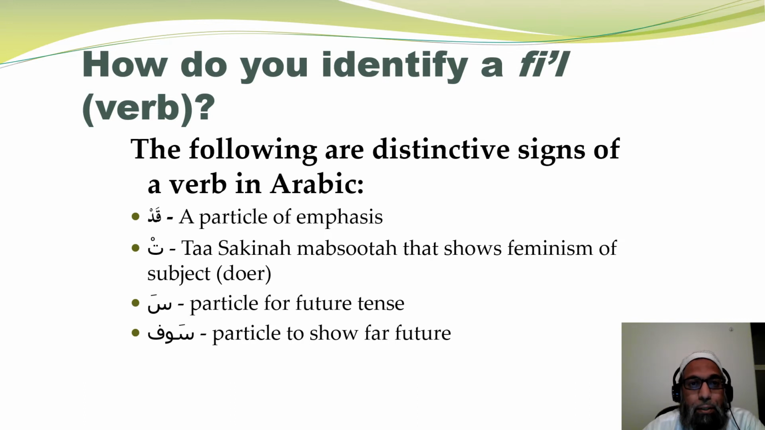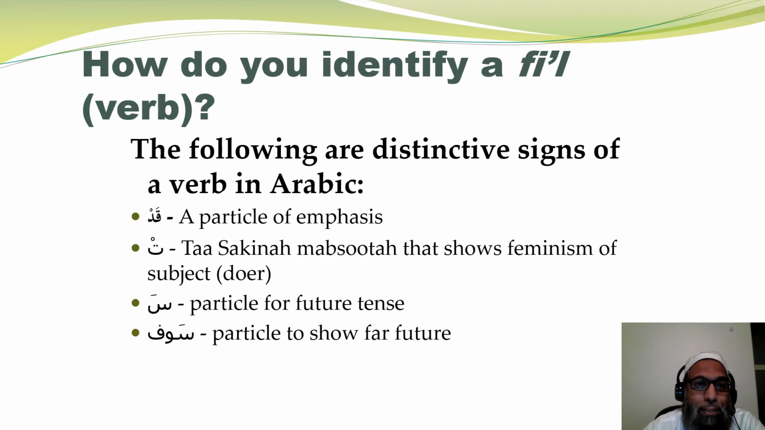So if you see the particle قد before it or لقد before it, then you know for sure that the following word is going to be a verb. You have the ta sakina mabsuta. These are some new terminology here. Mabsuta literally means elongated. Okay, so the elongated ta.